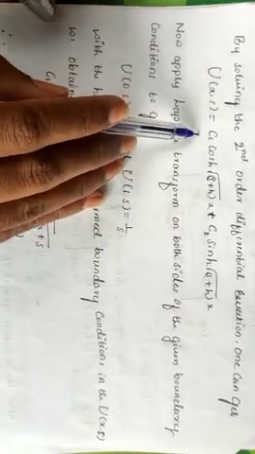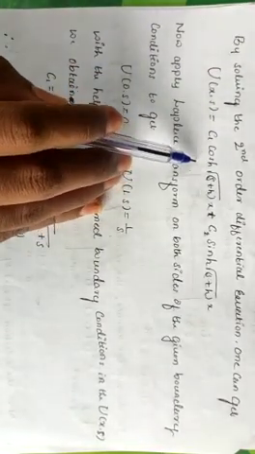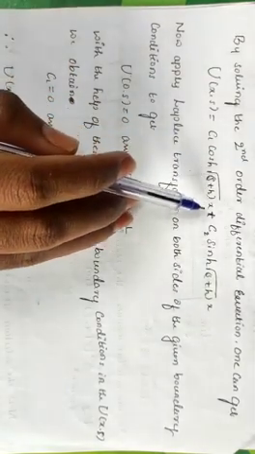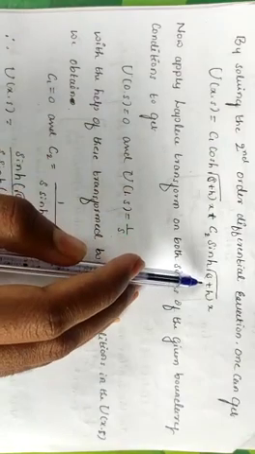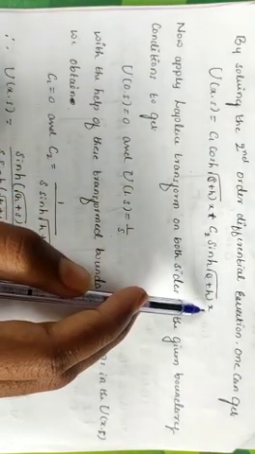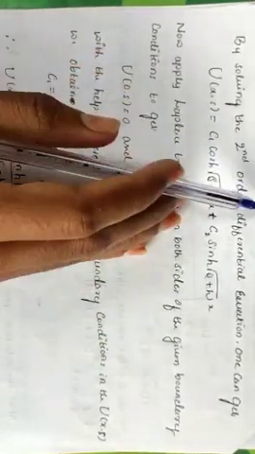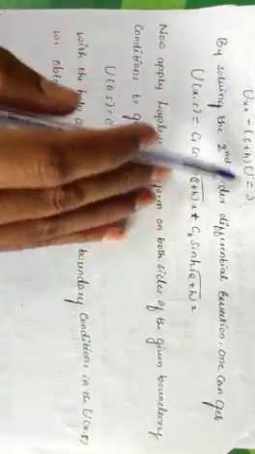Now solving this equation, we get the solution U(x,s) = c1 cosh(√(s+h) x) + c2 sinh(√(s+h) x). So this is the solution for this equation.